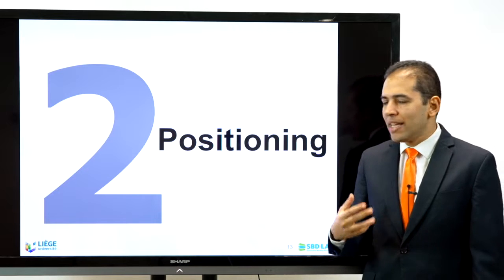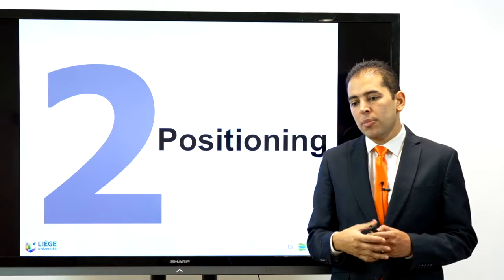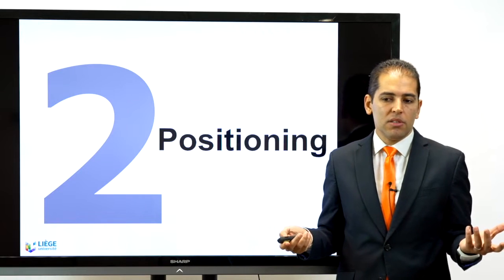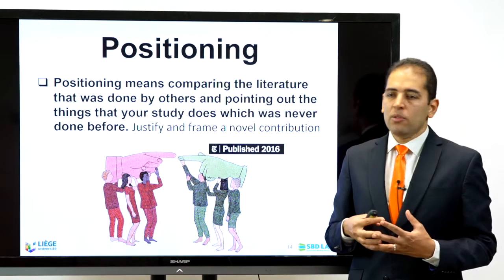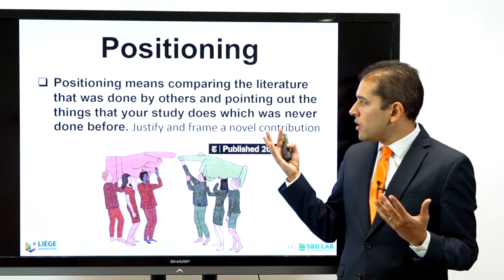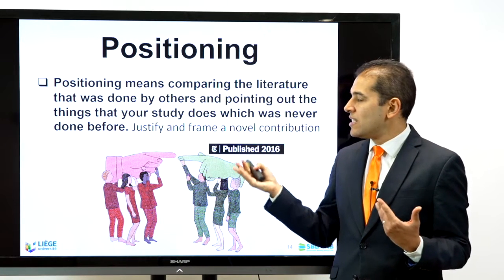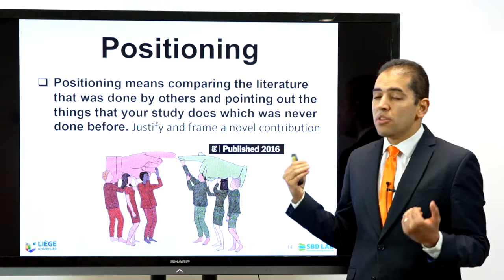Now let's move to the second part of our presentation, which is positioning. How can I position myself while I'm conducting my systematic literature review? Well, allow me to explain what positioning is. It simply means comparing the literature that was done by others and pointing out the things that your study does which were never done before.